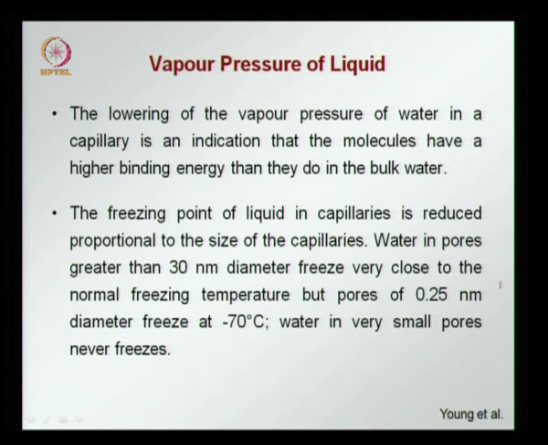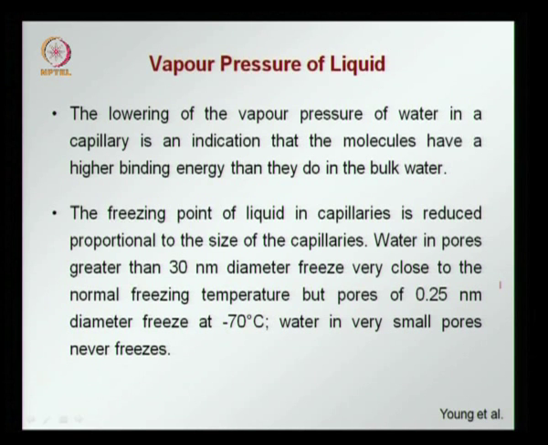The fact that we see this lowering of the vapor pressure in a capillary indicates that the molecules now have a higher binding energy on the surface than they do in the bulk water. So, in the curved surface in the meniscus the binding energy is higher, that is why we have to create a more adverse situation for the drying to occur.